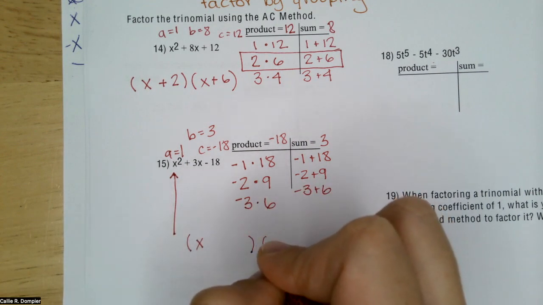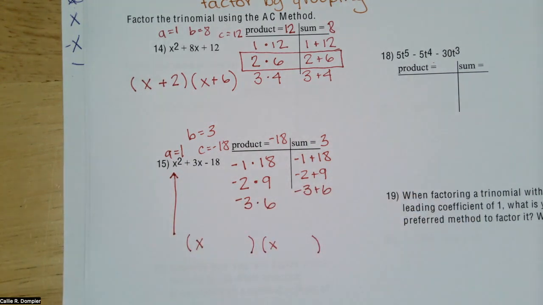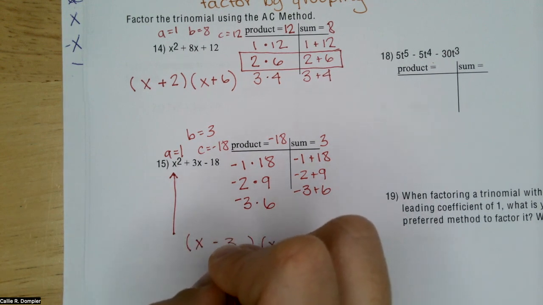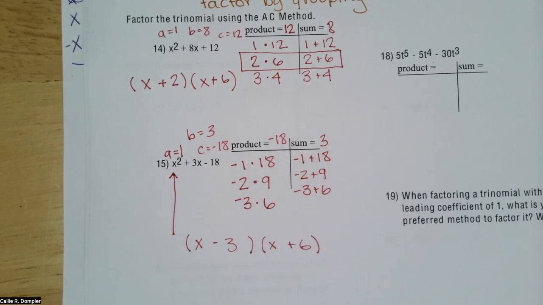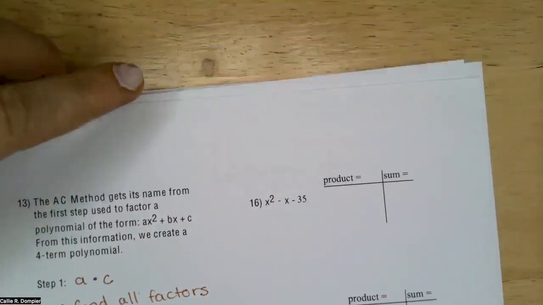X times x. So they're the only factors of x squared, or just x times x, x minus 3, x plus 6. Good. All right.